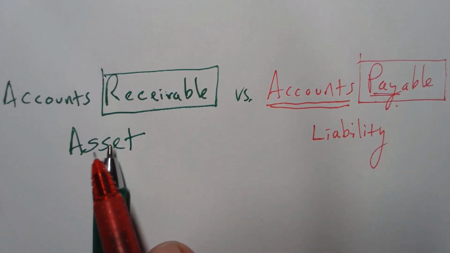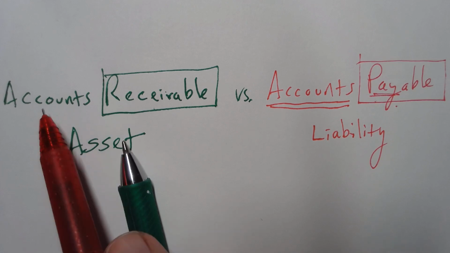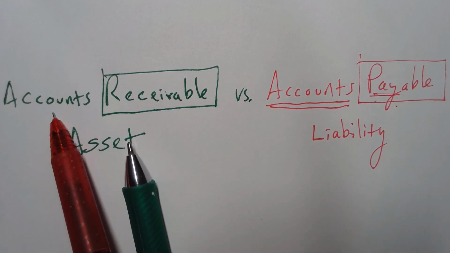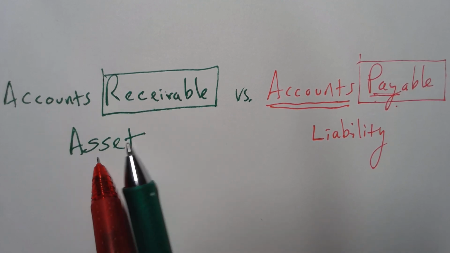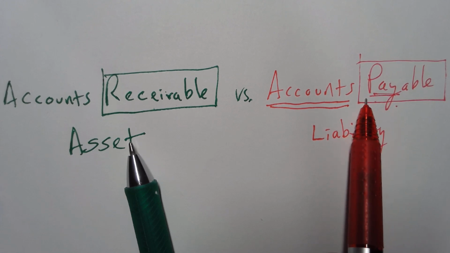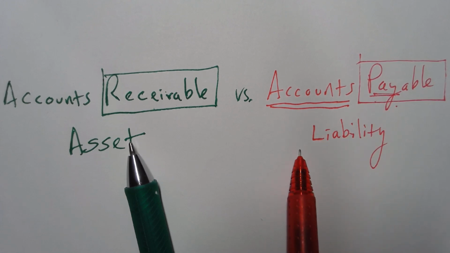So you've got assets over here, accounts receivable. It could be rent receivable. It might be some other type of receivable, interest receivable, but it's still receivable and it's still an asset. Anything that is a payable is a liability. It's something the company needs to pay out.